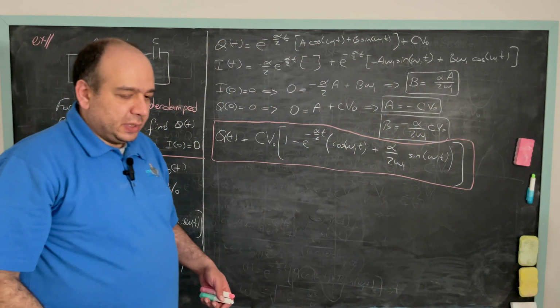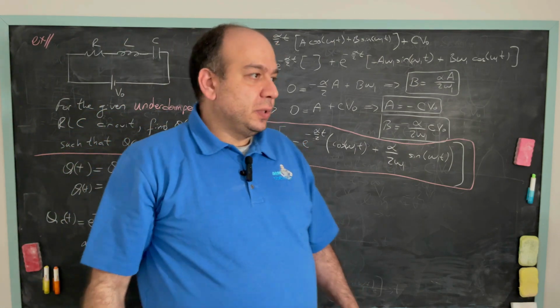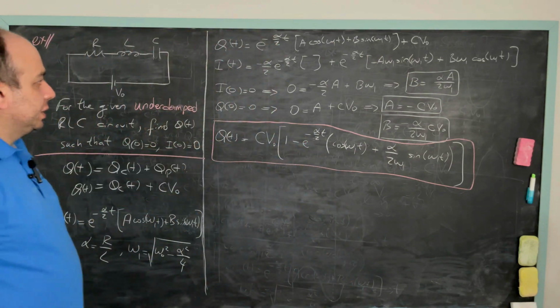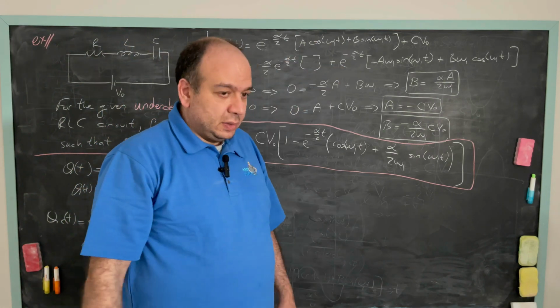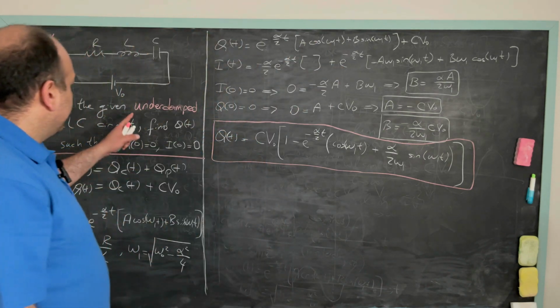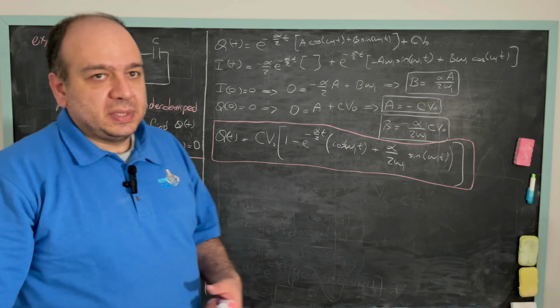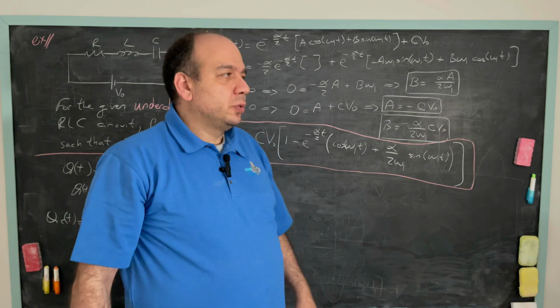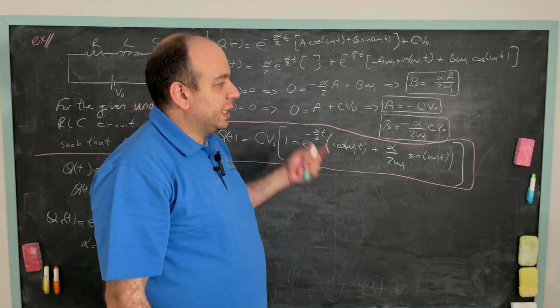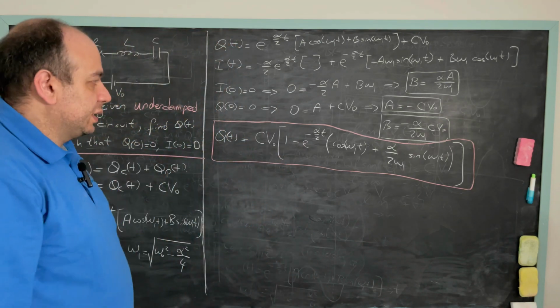This example shows how to apply the initial conditions to determine these coefficients A and B. Similarly, for the overdamped or critically damped systems, we can follow a similar procedure to find the coefficients A and B for those systems.